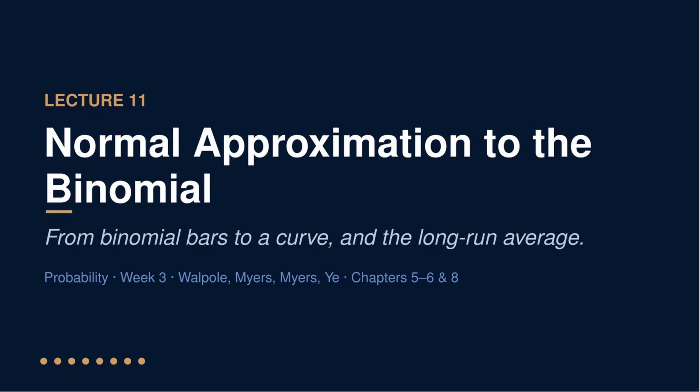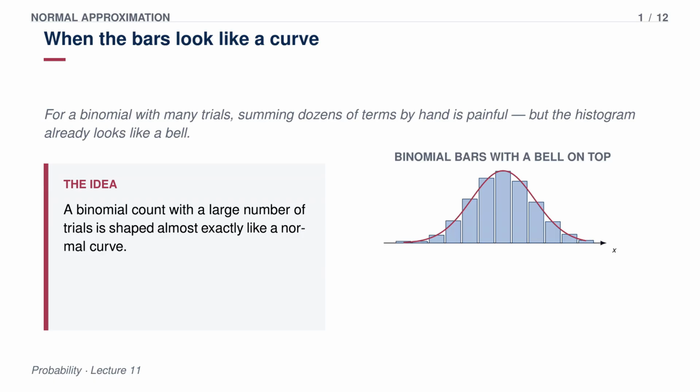Let's go. So picture the binomial from a couple of lectures ago, the bar chart for the number of successes. When there are only a handful of trials, it's a few chunky bars. But crank the number of trials up, and look what happens. A binomial count with lots of trials is shaped almost exactly like a normal curve. Which is great news because the binomial gets painful with big numbers.